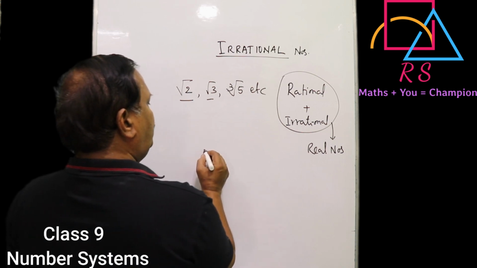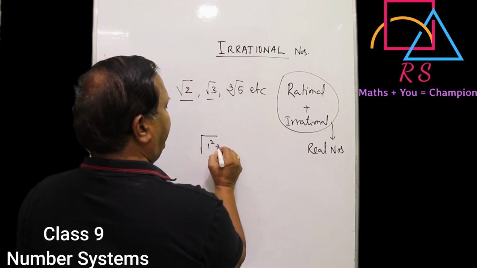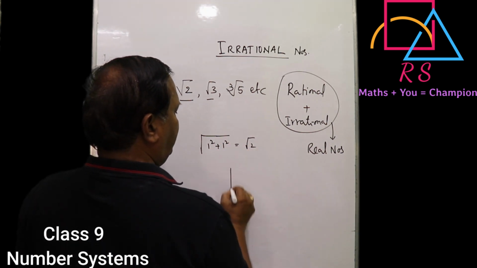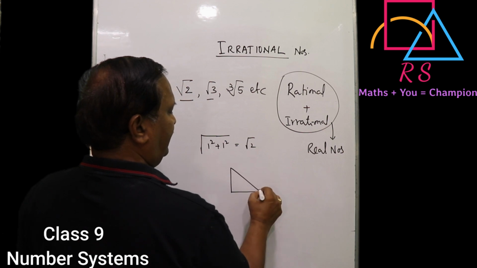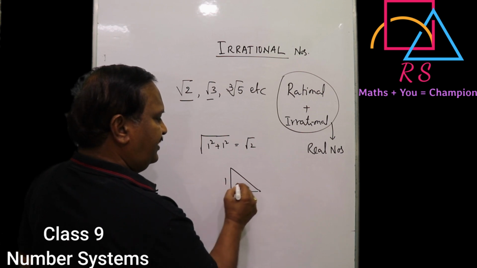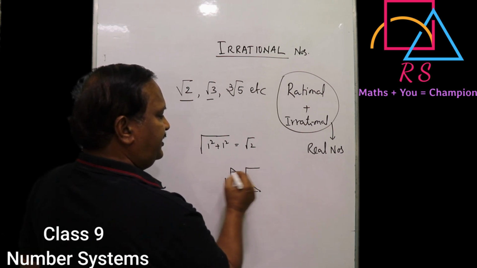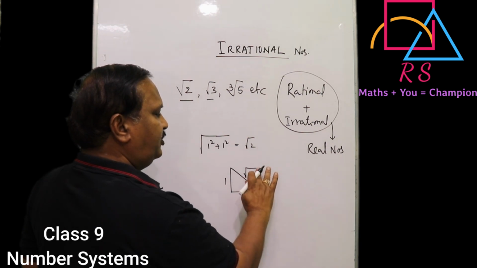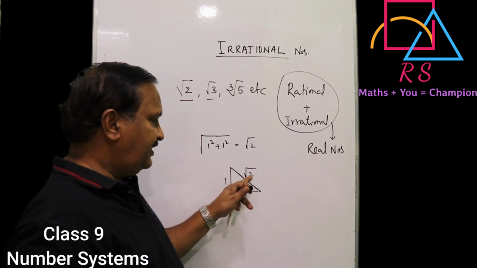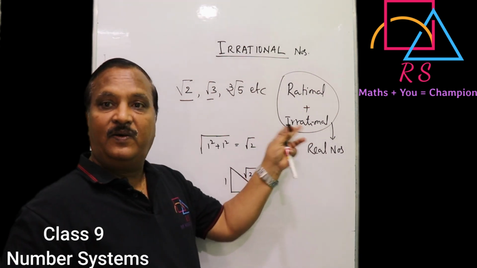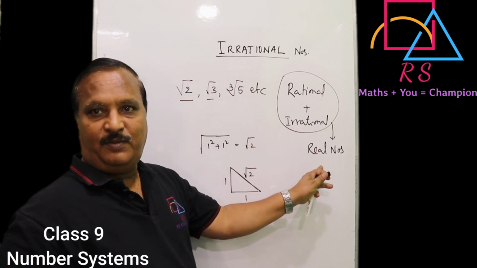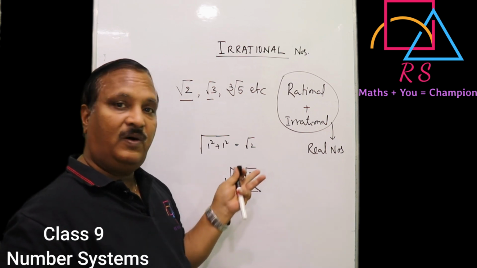Because root 2 is nothing but root of 1 square plus 1 square. So it is nothing but root 2. So if you are taking a right angle triangle, this side is 1 and this side is 1. So hypotenuse is equal to, using the Pythagoras theorem, root 2. That means this length is root 2. That is why this root 2 is represented on the number line. That is why root 2 is known as a real number, because it is existing on the number line.